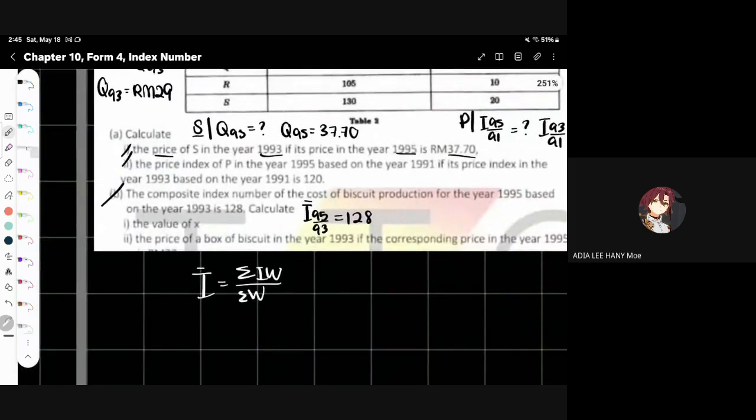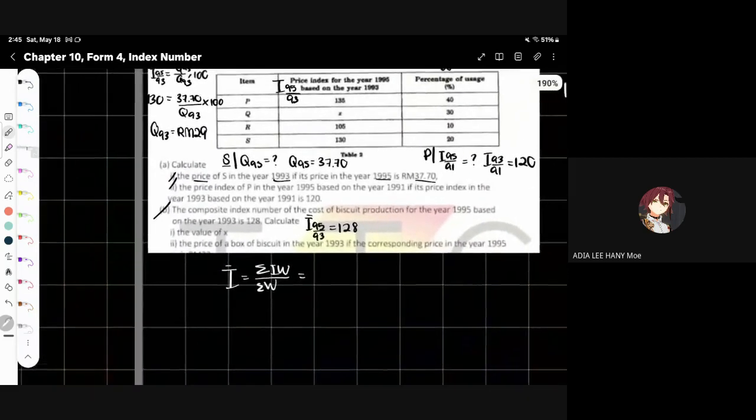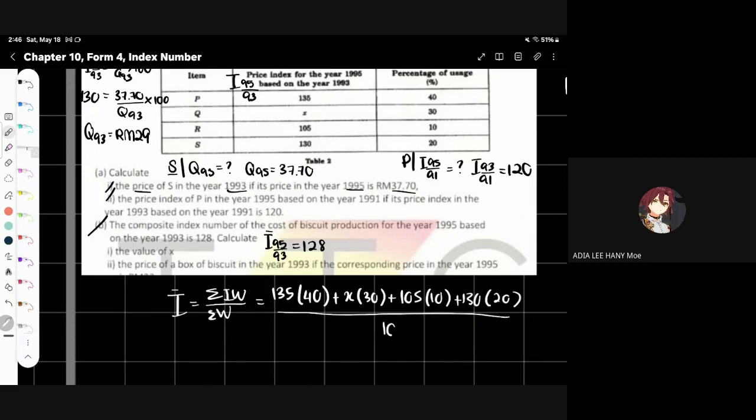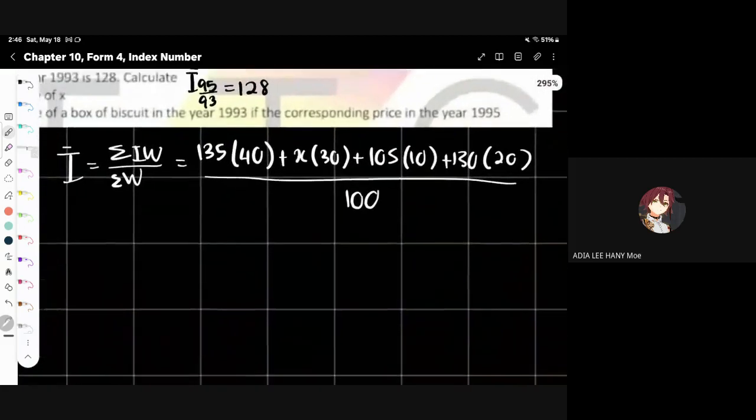So how do you do this? You do one by one. I'm just going to zoom out, don't worry. I'm just going to say what I'm writing here. So 135 times 40 plus x, we do not know, right? So x times 30 plus 105 times 10 plus 130 times 20, over 100, this is percentage, right?